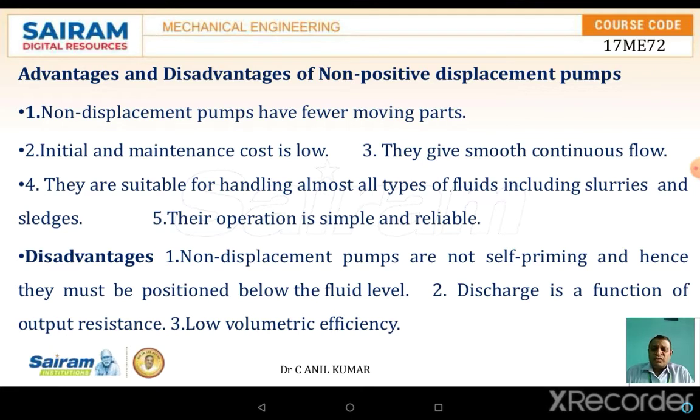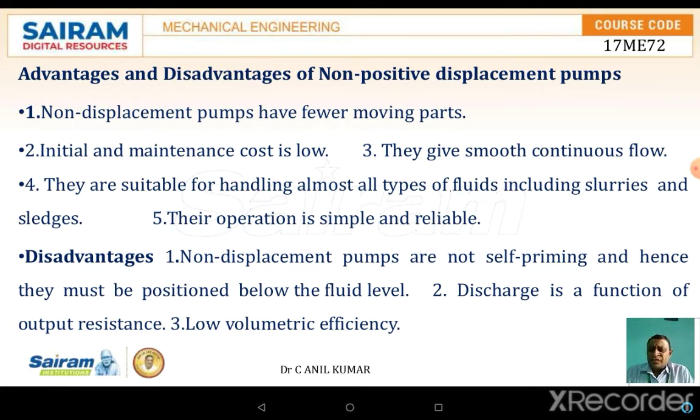As we know, the clearance between the movable parts and the fixed part is more. For that reason only, even slurries and sludge particles can be handled very easily. And the output of the non-positive displacement pump is variable. But there is no constant pressure, or constant pressure buildup is not possible in the case of the non-positive displacement pump. Their operation is simple as well as reliable.